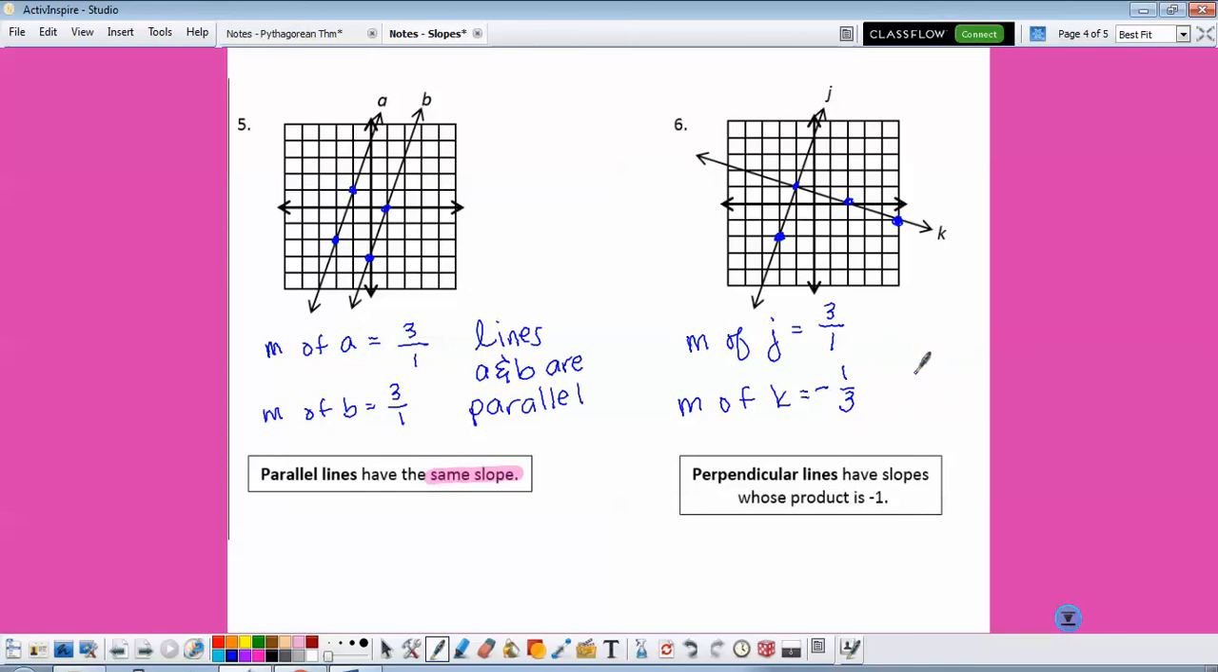The other thing you could say about these is they are opposite reciprocals. They're flipped upside down and they're opposite signs. That's another way that you can tell that the lines are perpendicular. So lines J and K are perpendicular.